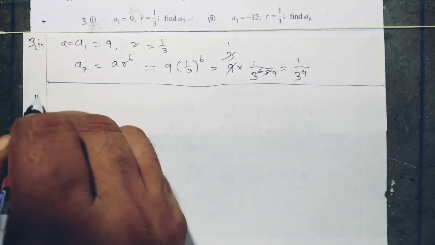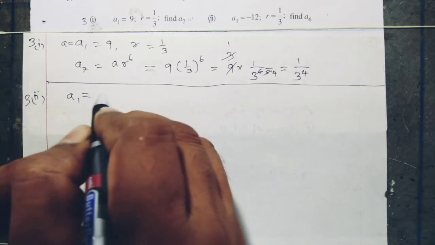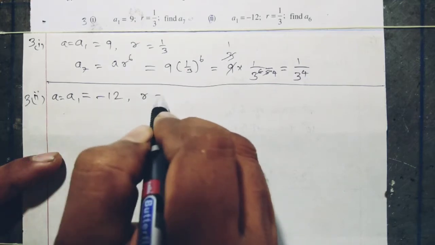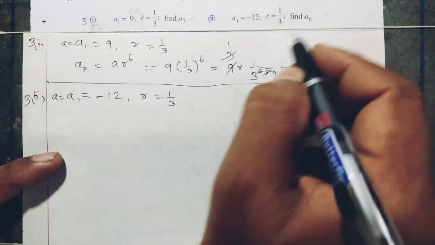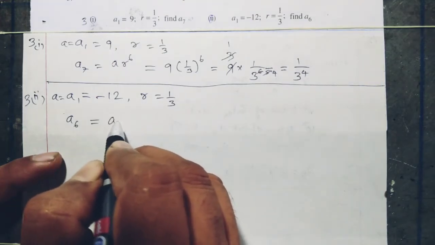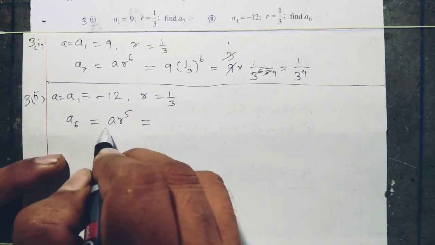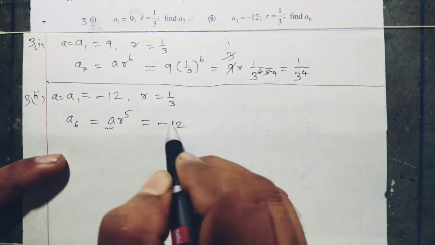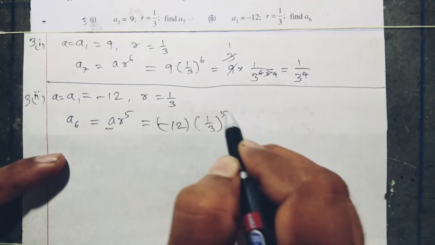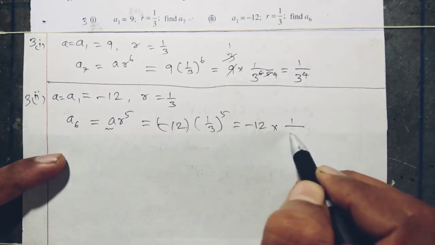Next, second problem, third bit: a1 is equal to minus 12, r is equal to 1 by 3. Asked a6. a6 is equal to a r to the power of 5. So here a is minus 12 into r, 1 by 3 whole to the power of 5, minus 12 into 1 by 3 to the power of 5.